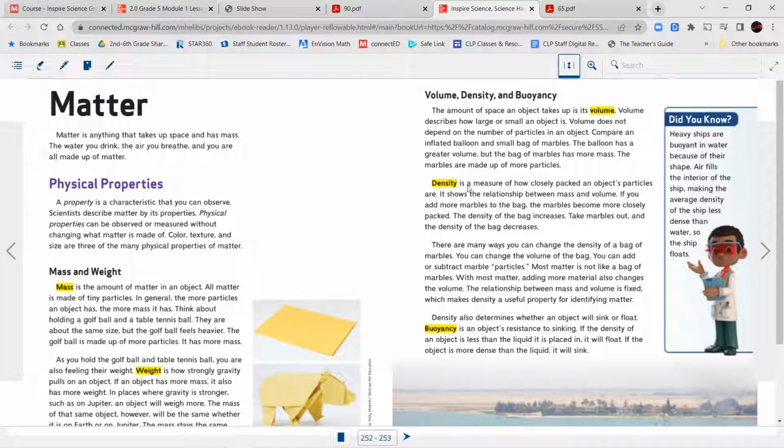Most matter is not like a bag of marbles, though. With most matter, adding more material also changes the volume. The relationship between the mass and the volume is fixed, which makes density a useful property for identifying matter. Density also determines whether an object will sink or float. Buoyancy is the object's resistance to sinking. So buoyancy is how well something floats. If the density of an object is less than the liquid that it's placed in, it's going to float. If the object is more dense than the liquid, then it will sink.